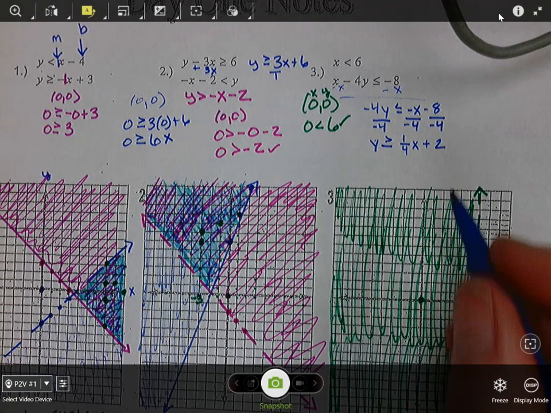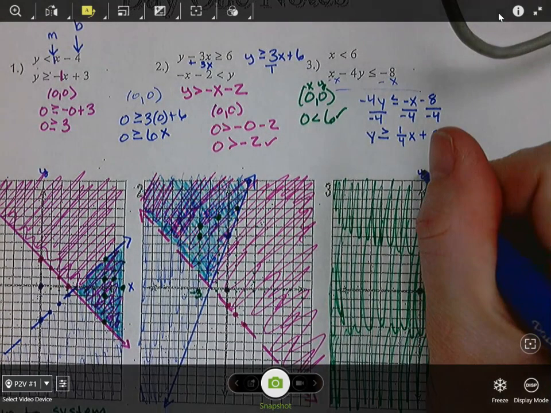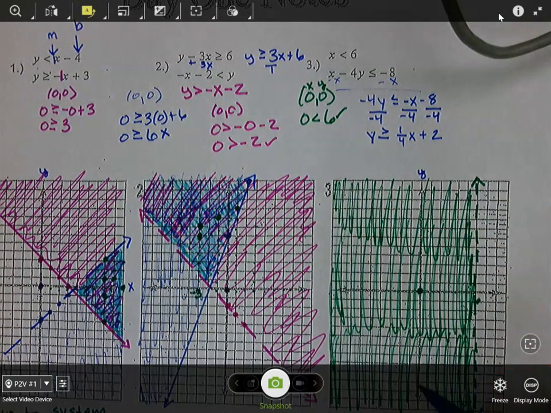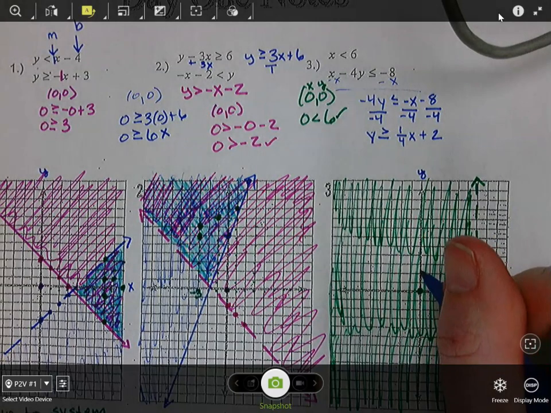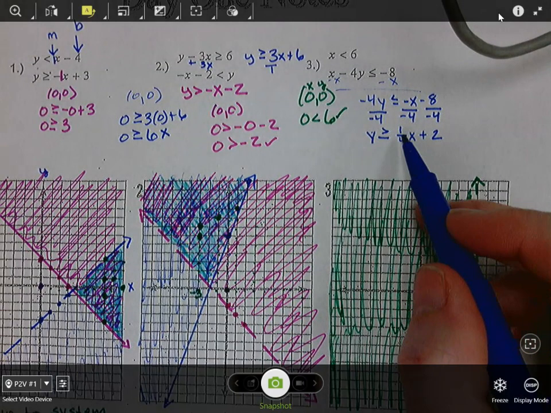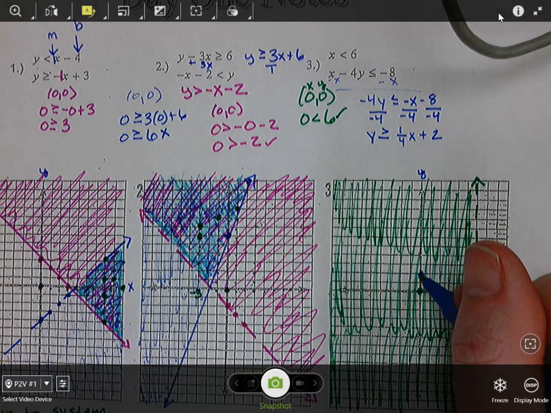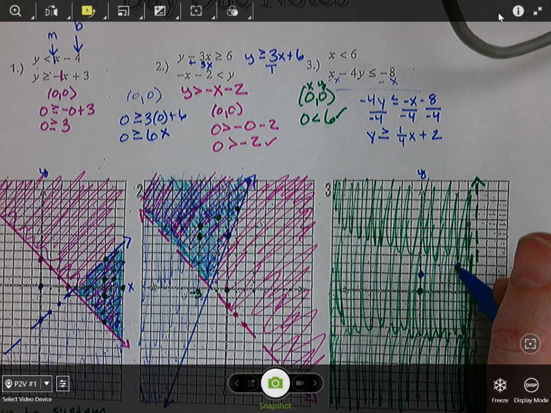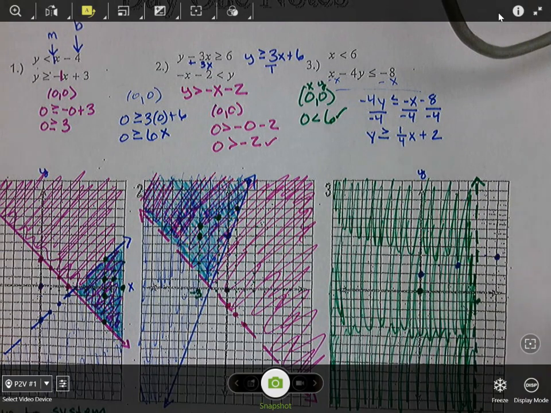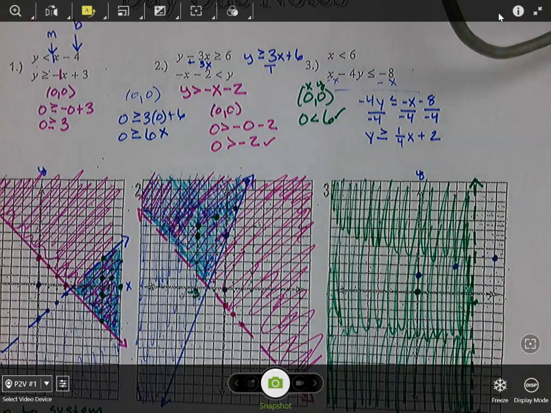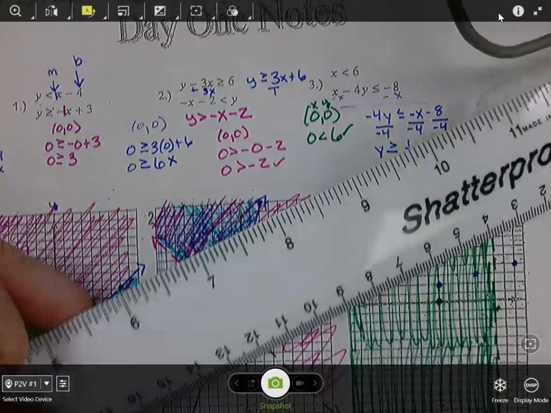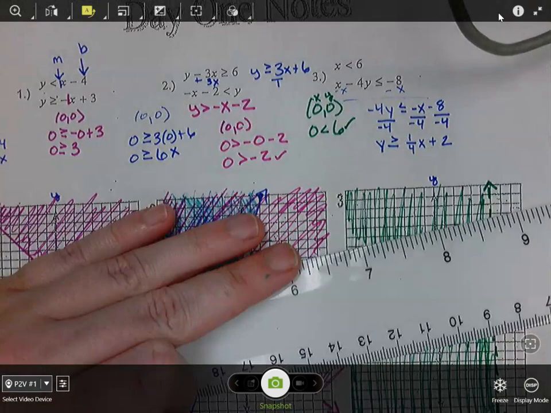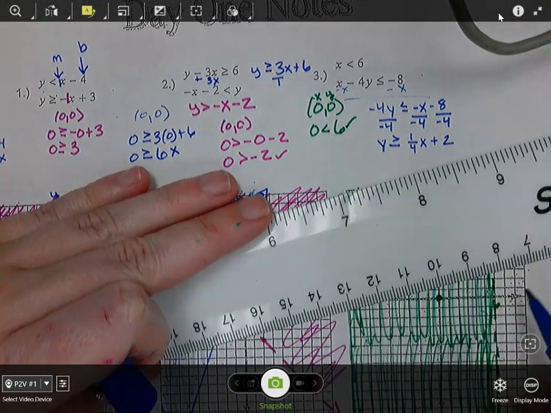Okay, plot the 2 on the y-axis, which is right there. It's kind of shaded in, so you have to be careful. So 1, 2. And then my slope is positive 1 over 4, so I go up 1 over 4. Up 1 over 4. Again, this is why it's important to shade lightly, so it's easy for you to count the lines and see the lines. And it looks like that line is going to be solid.